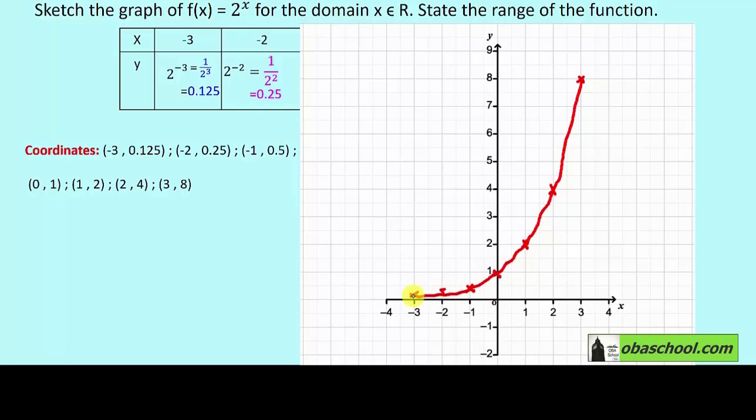So this is the graph of the exponential function, and we can notice that the values of y are positive. So the range of the exponential function is always positive.